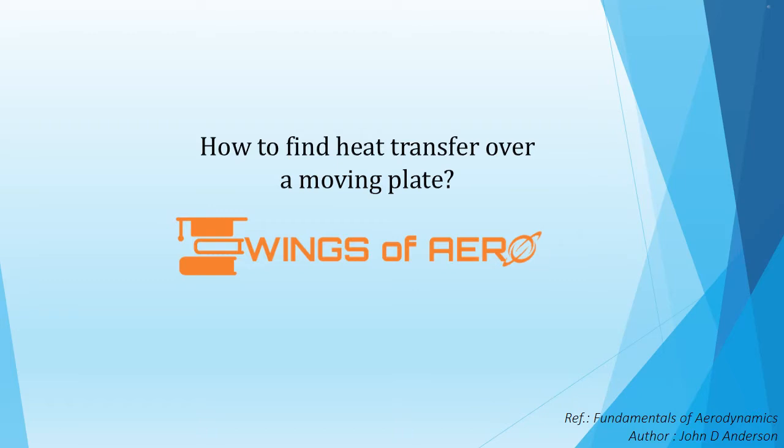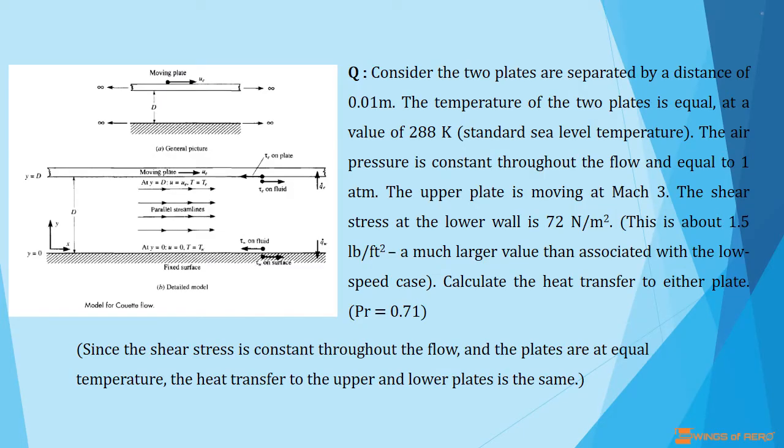Now we are going to learn about how to find the heat transfer over a moving plate. Consider two plates separated by a distance of 0.01 meter. The temperature of the two plates is equal at a value of 288 Kelvin, standard sea level temperature. The air pressure is constant throughout the flow and equal to 1 atmosphere. The upper plate is moving at Mach 3. The shear stress at the lower wall is 72 Newton per meter square. This is about 1.5 pounds per square foot, a much larger value than associated with the low speed case.